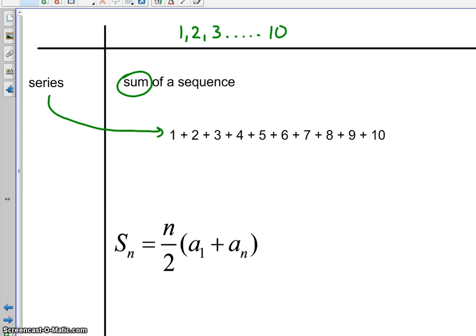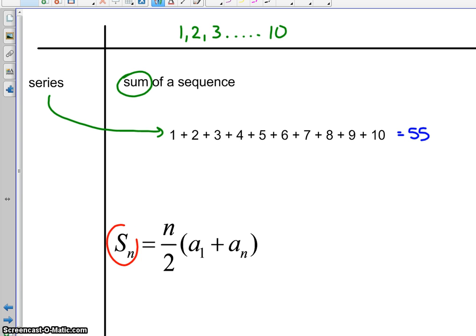Now, short series, pretty easy to go 1 plus 2 plus 3 in your calculator. And what you'd end up seeing is that it's going to be 55. Now, what if I wanted 100 terms added up? I don't want to do that in my calculator. So here's my series formula.